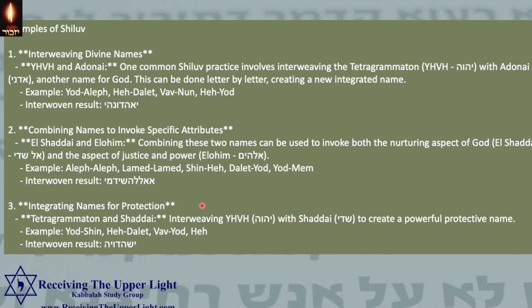Now, integrating names for protection. So when he says for protection, it's not just like in a video that I did about the red string. It's not that the physical thing, the red string, is going to protect you. It's what kind of symbolism this red string represents, right? What kind of energy, mental and spiritual energy, this object is representing and will awaken in you in order to receive this protection. So in this case, it's the same thing.